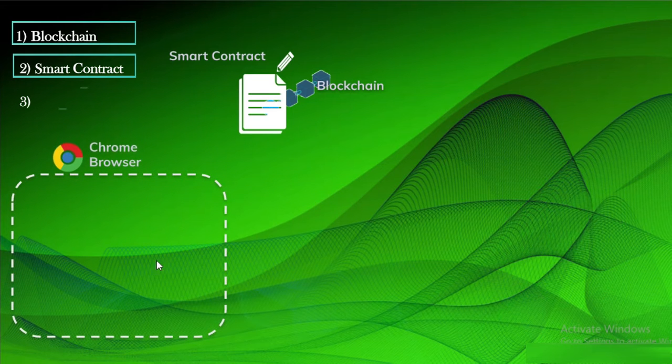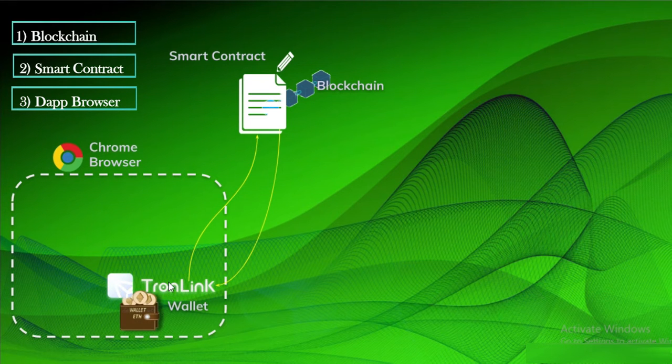Next, there has to be a Dapp-enabled browser. It is what allows you, the user, to interact with a smart contract. Not every ordinary browser can be used to access the smart contract, but it has to be a browser that has an inbuilt blockchain wallet. Without a Dapp-enabled browser, there is no way to access the smart contract.